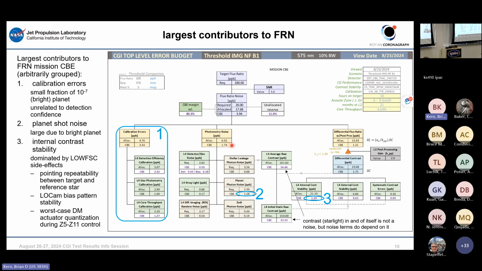The photometry noise, you do better on this by longer integration times. So if instead of 10 hours we went 100 hours, that's great. All these numbers drop. So let me be very careful.